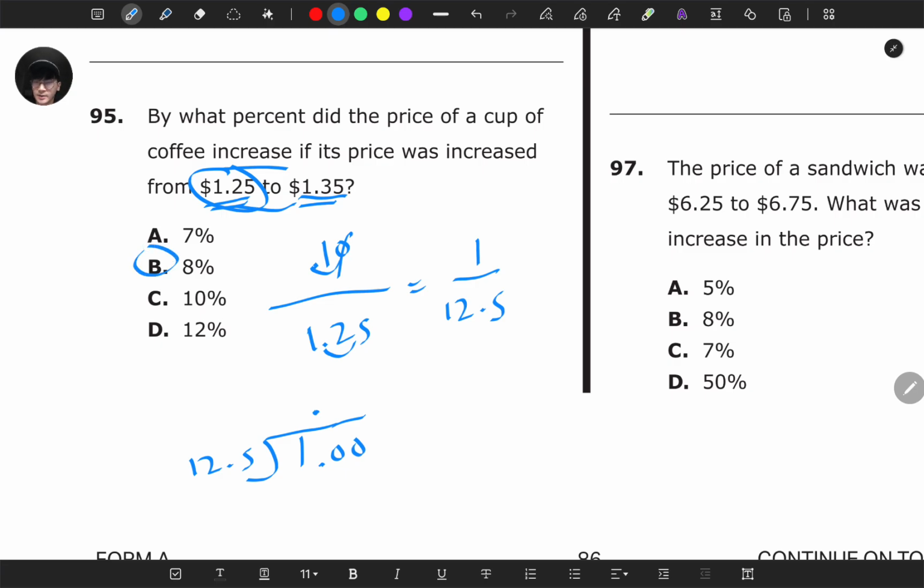Okay, and how did I know that? This is half of a quarter. In a quarter, there's 4 in a dollar, right? So a half means that you're going to double that, right? So it's going to be 8.